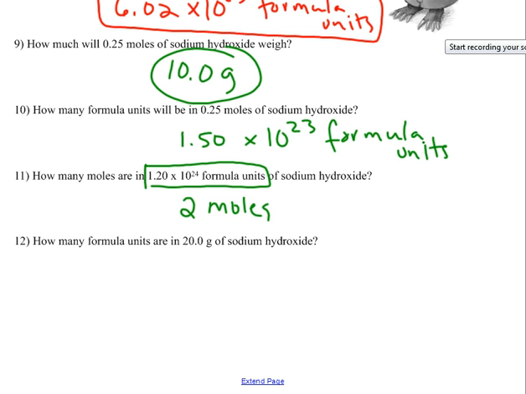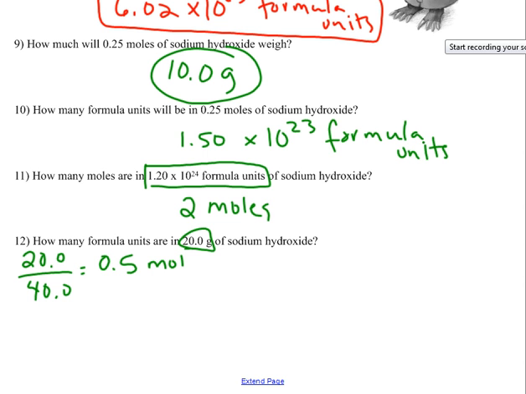Number 12, how many formula units are in 20 grams of sodium hydroxide? Okay, and here's where this starts to get a little more complex. 20 grams of sodium hydroxide, you might recognize 20 grams is half of 40, right? 20 grams is half of 40, so this is 0.5 of a mole. Because 20 divided by 40 is half of a mole.